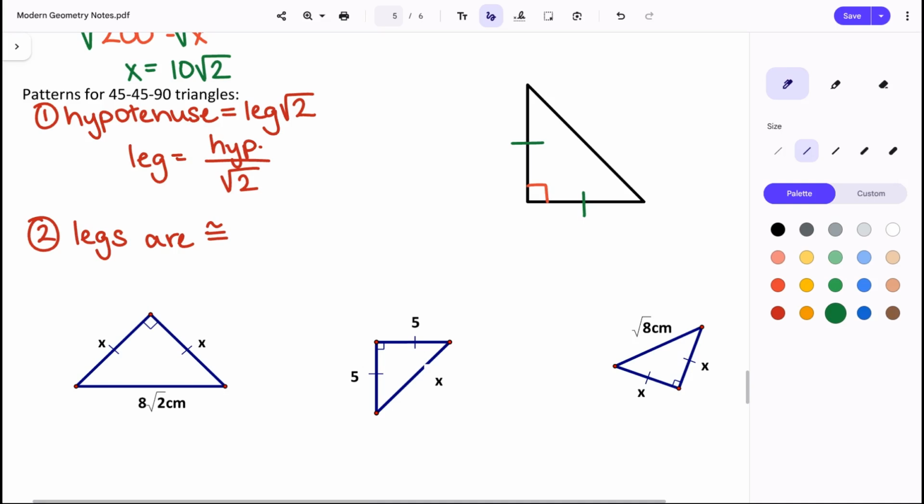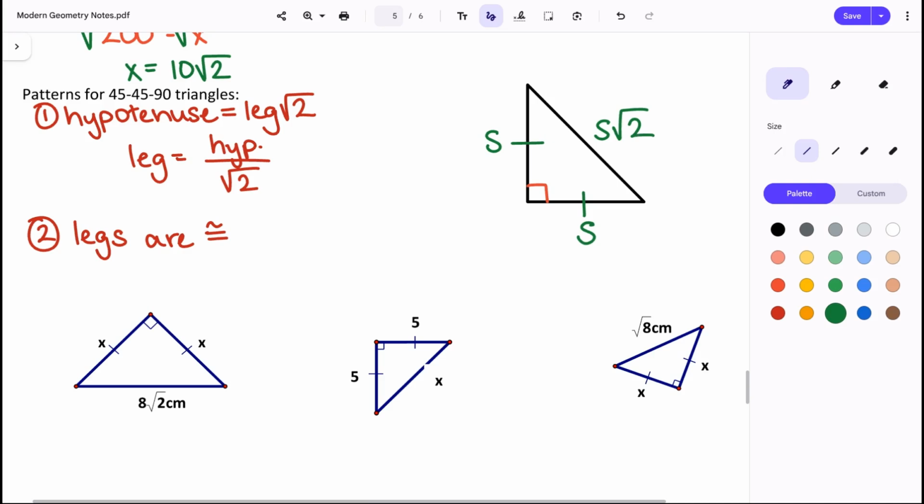And so you want to make sure that you maybe use different letters. Otherwise, you're going to get confused if you have a whole bunch of X's flying around. So what I like to use instead is S. I'm going to put S on the legs because those would both be the same, and then over here on the hypotenuse, I'm going to write S with my square root of 2.